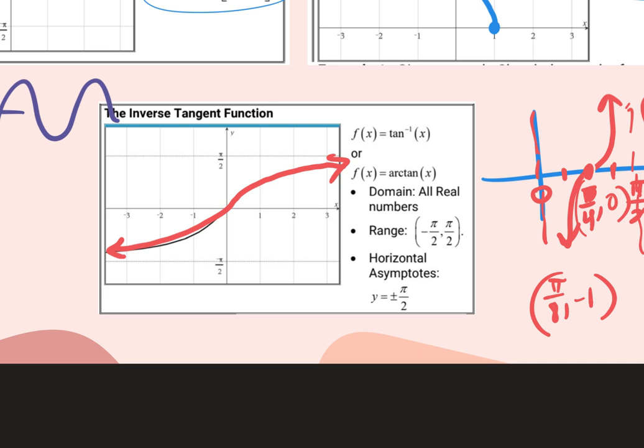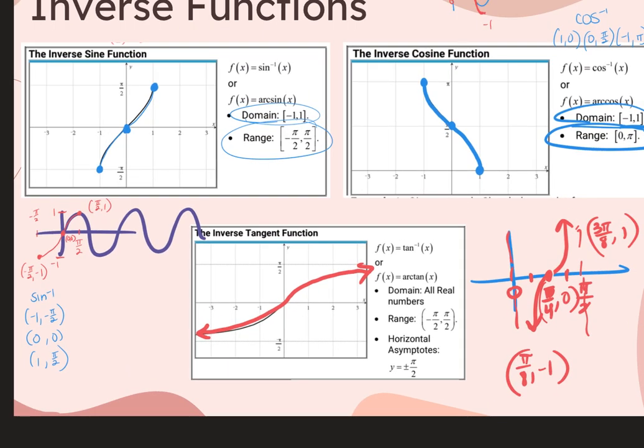It's like a cubic function turned on its side, or almost like a cube root function turned on its side. These don't end. Those arrows would continue to go, whereas sine and cosine both start and stop. So the range of tangent is negative pi over 2, positive pi over 2, because there would be an asymptote here, and there would be an asymptote here. And the domain is all real numbers because those arrows point left and right.